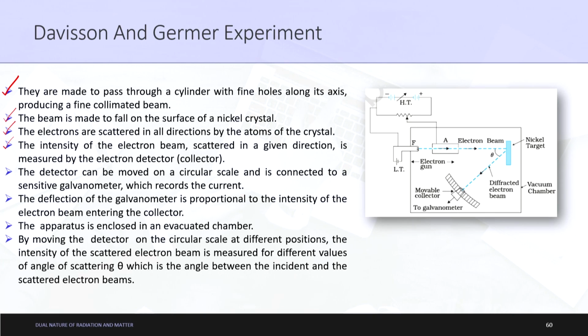and is connected to a sensitive galvanometer which records the current. As I already explained to you, what is a galvanometer? A galvanometer is basically used to detect current passing through the circuit. The deflection of the galvanometer is proportional to the intensity of the electron beam entering the collector. Quite evident. So basically they are just saying the deflection of the galvanometer, I am writing it again.